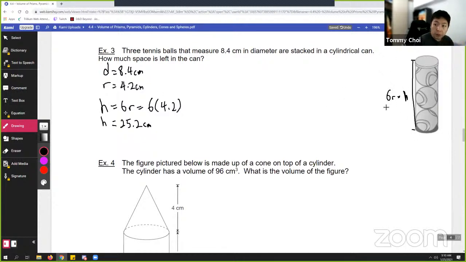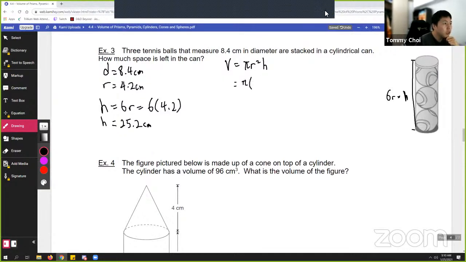Now for the volume equation, right? For the volume of a cylinder, it's 2 pi r h. Oh, sorry, pi r squared h, right? So for the volume of a cylinder, if you look at your formula sheet, it's pi r squared h. Okay. So we can plug in all the values that we know. And then we have r.